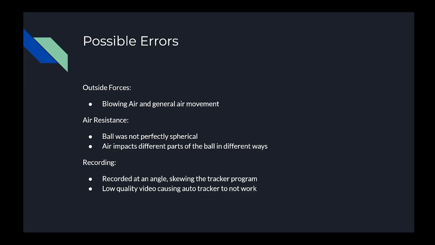Some possible errors could be from outside forces like blowing air and general air movement in the room, which could have exerted other forces on the ball past a stagnant drag force. Imperfections in air resistance, such as the ball not being perfectly spherical, cause the air to impact different parts of the ball in different ways. And finally is human error. We recorded at an angle, which can skew the Tracker program, and the low quality of the video caused the auto tracker not to work, meaning that I had to input the position of the ball on each frame manually.